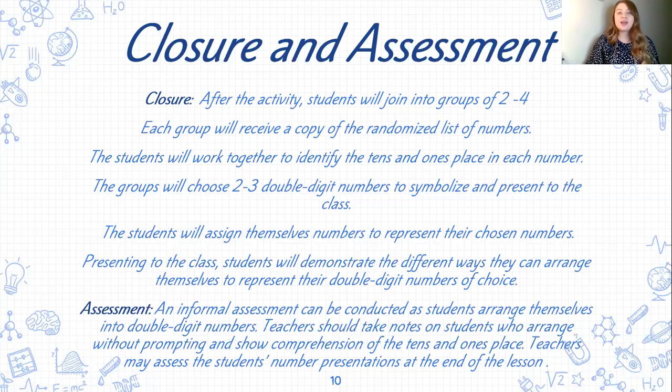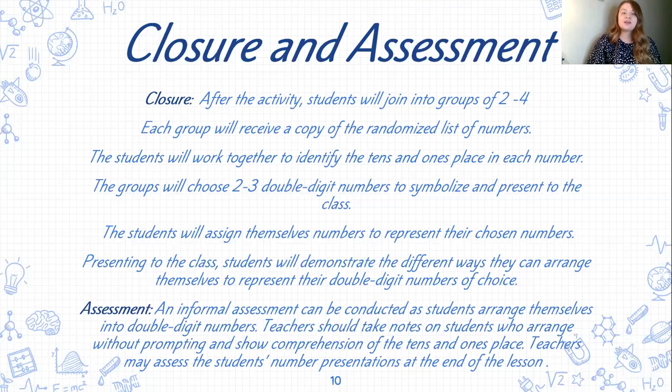After the groups have completed identifying which numbers are in the tens and ones place, then they will choose 2 to 3 of the double-digit numbers to present to the class. This can be done in small turn-and-talk groups or to the entire class. In our number example 14, the students would present to the other class that they have the number 14 and that the 1 is in the tens place and the 4 is in the ones place.